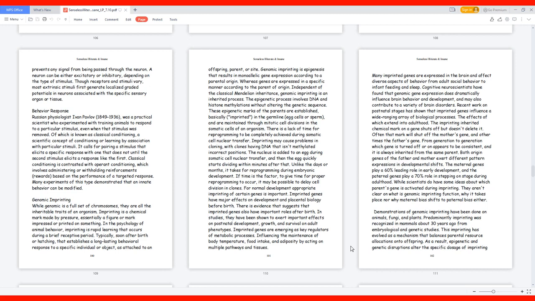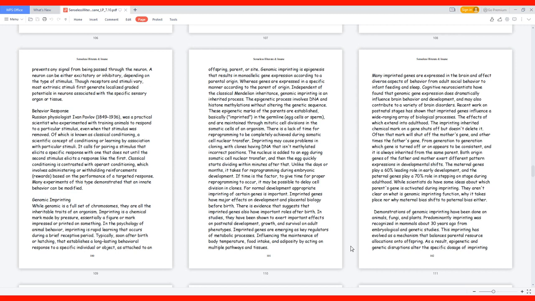Many imprinted genes are expressed in the brain and affect diverse aspects of behavior, from adult social behavior to infant feeding and sleep. Cognitive neuroscientists have found that genomic gene expression does dramatically influence brain behavior and development, and may also contribute to a variety of brain disorders. Recent work on postnatal stages has shown that imprinted genes influence a wide-ranging array of biological processes, the effects of which extend into adulthood. The imprinting, an inherited chemical mark on a gene, shuts it off but doesn't delete it.